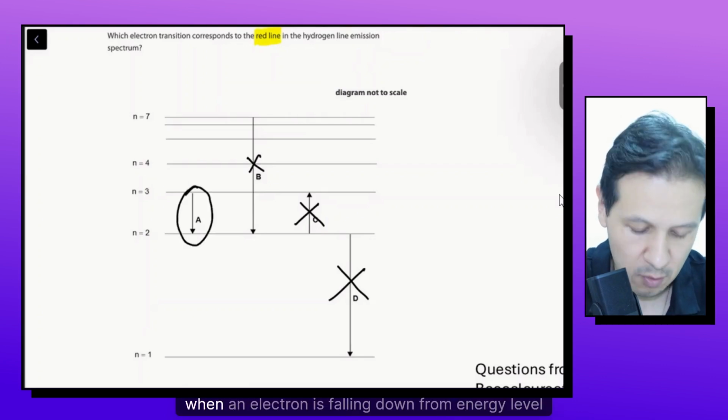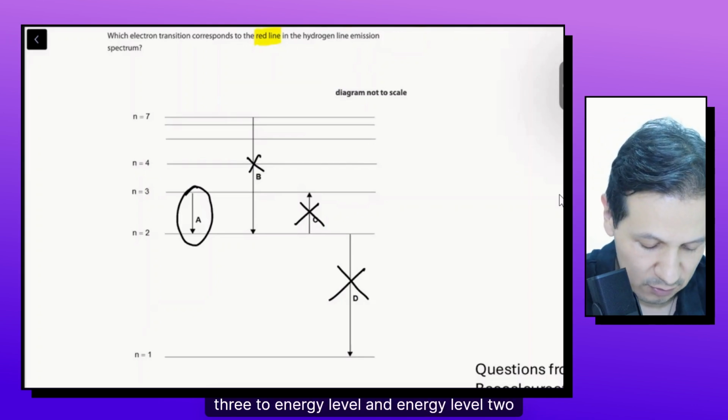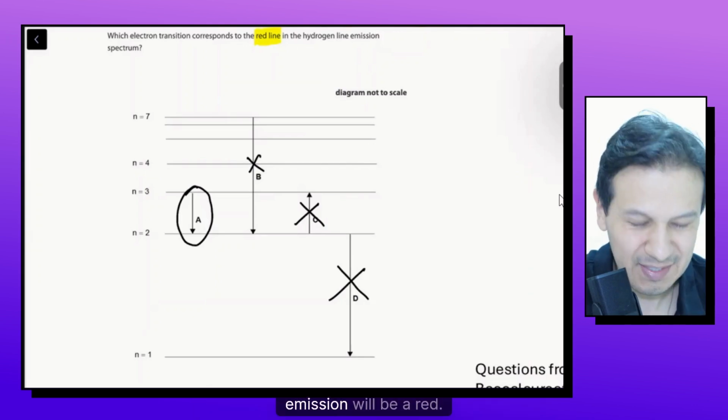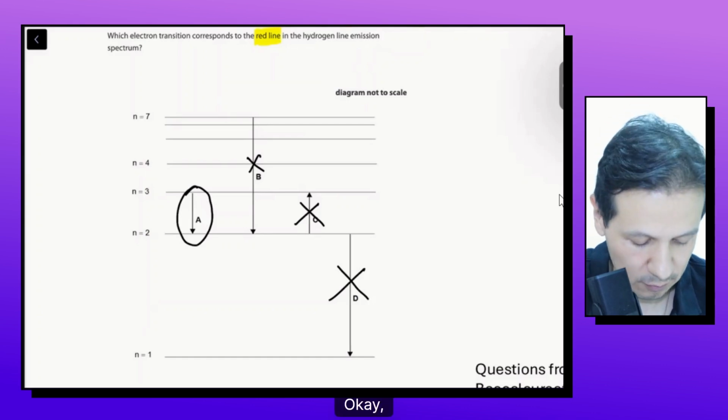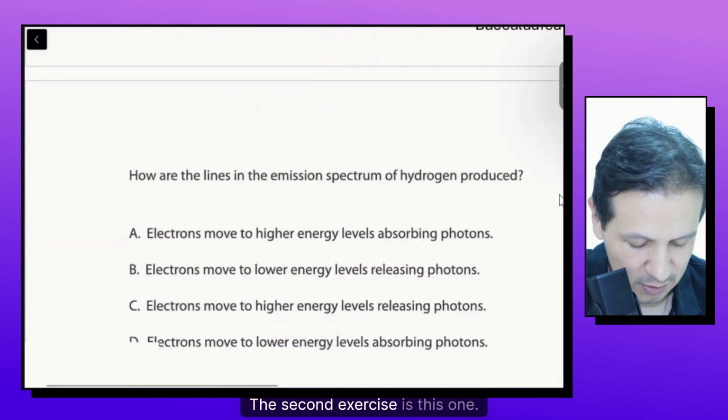So now, when an electron is falling down from energy level 3 to energy level 2, it means that the emission will be red. Okay, so this is the first exercise. Here we have the mark scheme. The second exercise is this one.